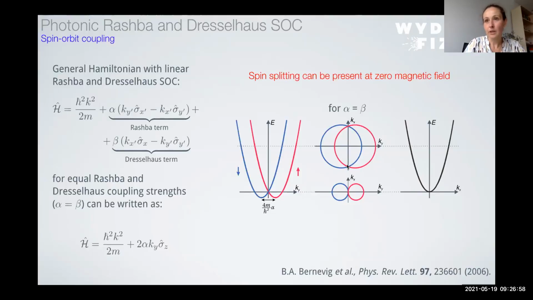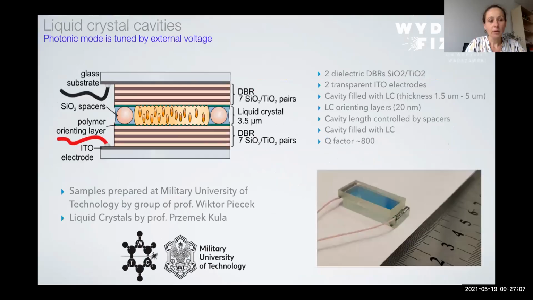I would like to describe how we can actually make the Rashba-Dresselhaus spin-orbit coupling inside a purely photonic structure. What we did was design a structure composed of two dielectric mirrors, and the distance between the mirrors is controlled by silicon oxide spacers. We can fix the distance, and it can be as small as 3.5 micrometers. So it can be a cavity that hosts multiple modes inside.